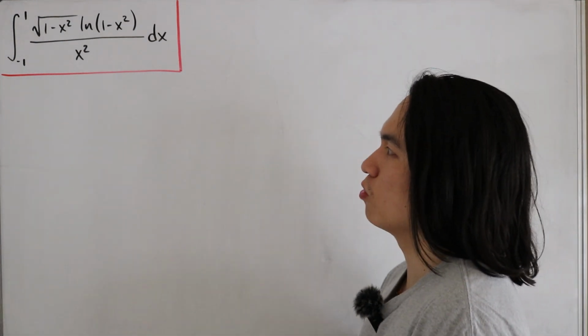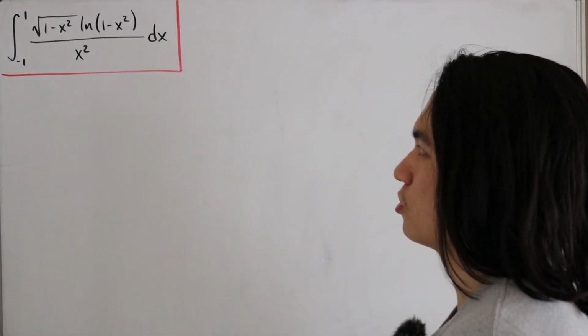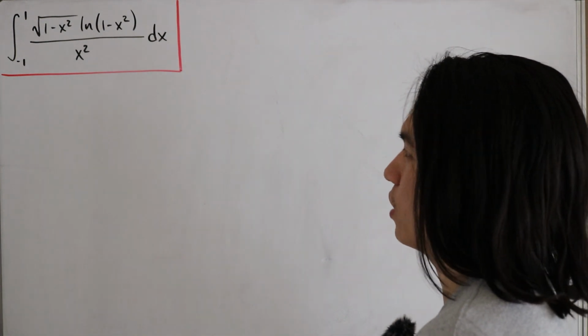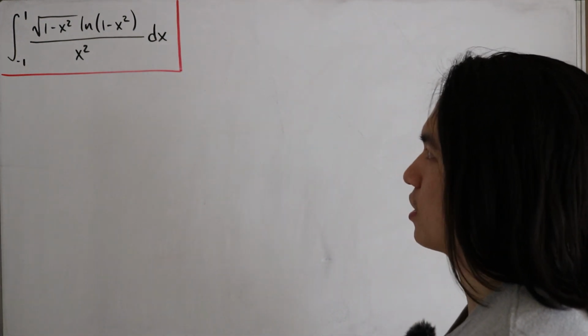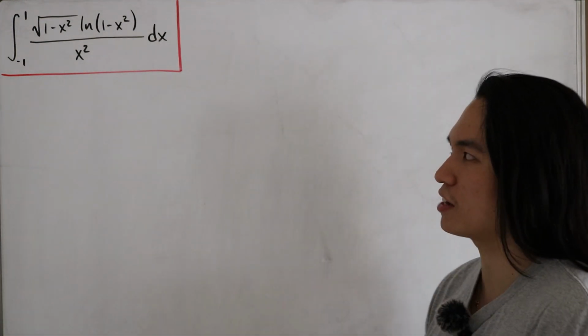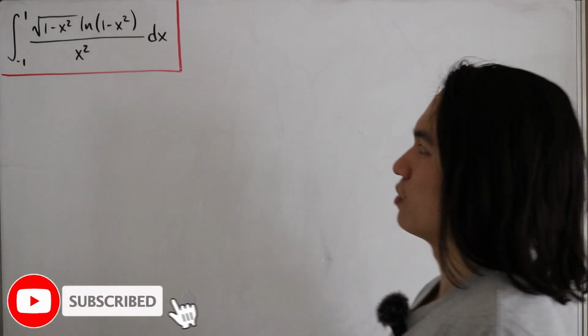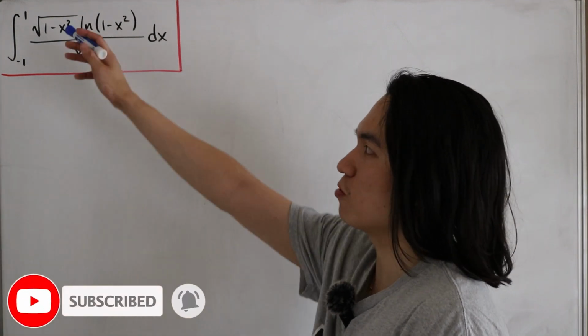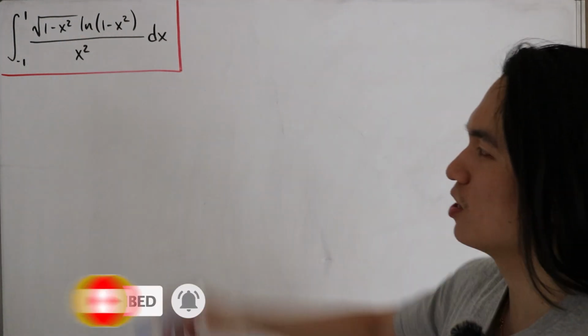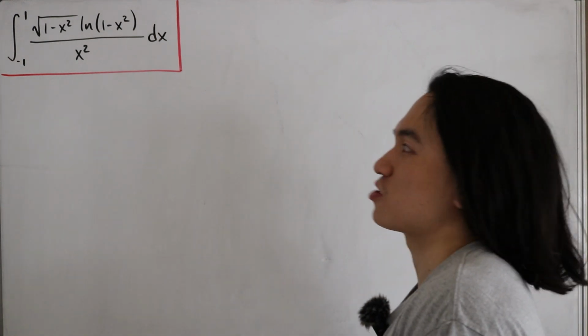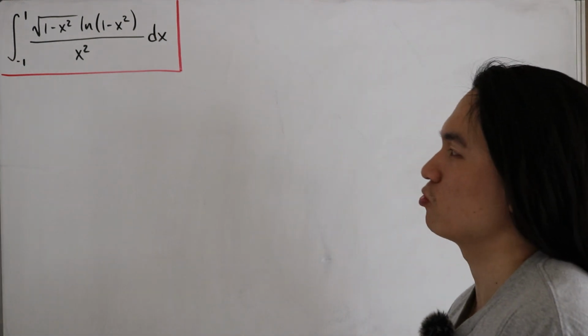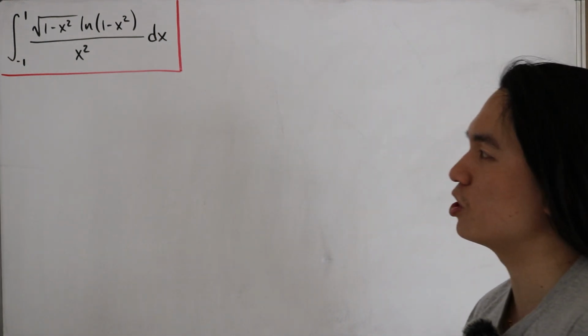Here we have an integral from -1 to +1 of the square root of 1 minus x squared times the natural log of 1 minus x squared, and then divided by x squared dx. This one's quite an interesting one. So we have a natural log, we have a radical function, and we just have the square, or not square root, x squared. So a combination of three different types of functions in one integral.